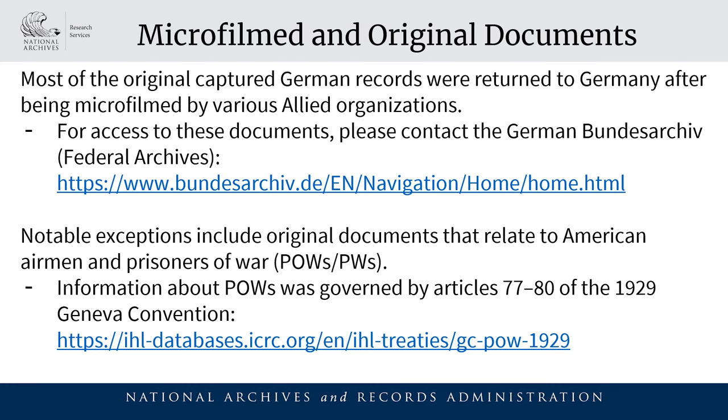One notable exception is the records that relate to American, or in some cases Allied, prisoners of war. The Geneva Conventions that governed the treatment of prisoners of war during World War II also included provisions for tracking information about those prisoners. This information was exchanged more or less regularly throughout the course of the war, and then after the war, documentation about prisoners of war was generally given to the prisoners' countries of origin. That means that records that the U.S. kept about German prisoners of war were returned to Germany, and records that German officials kept about American prisoners of war were handed over to the U.S.